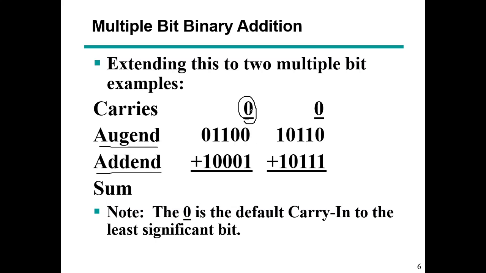So first of all here, 0 plus 0 plus 1, this is 1. The sum would be 1, and there is 0 as carry. There is no carry out into the next bit position. So we represent it as 0 carry. Then add these 3.